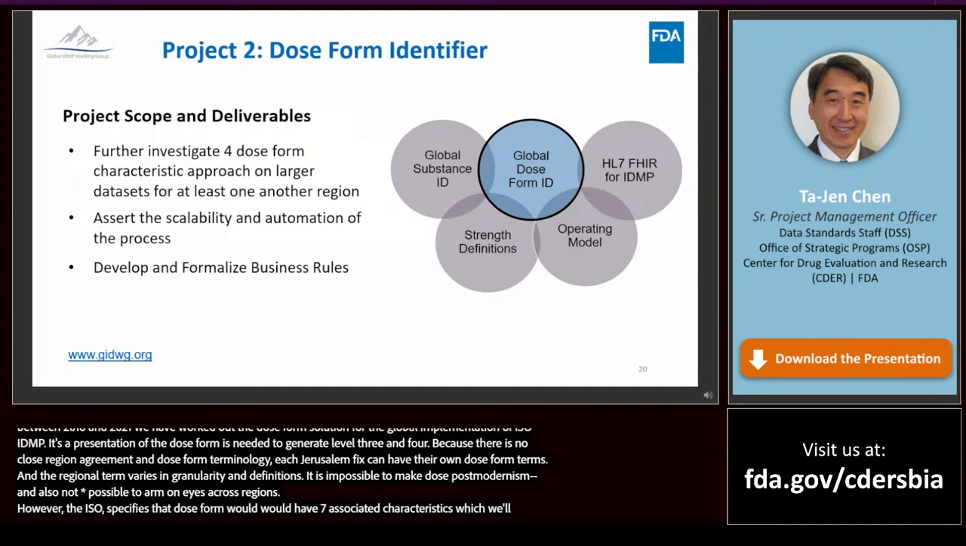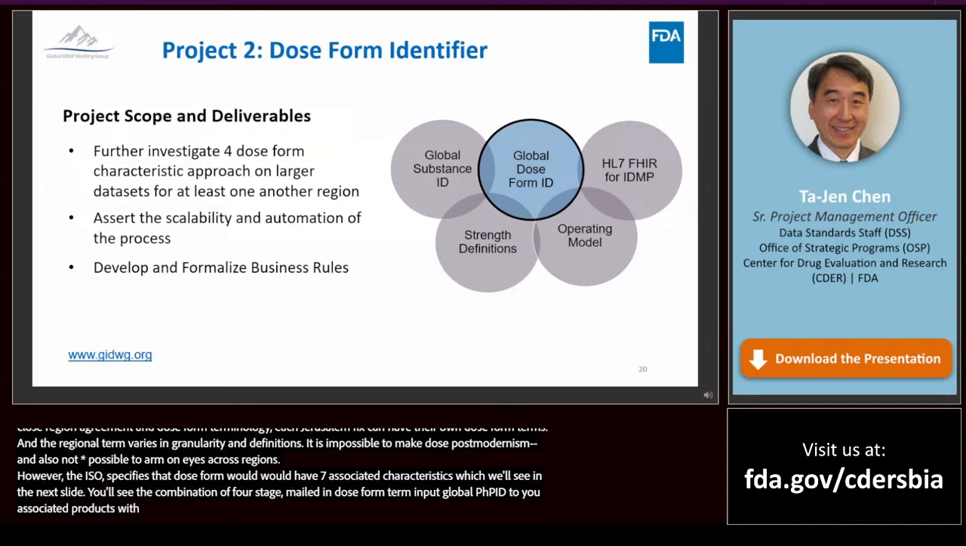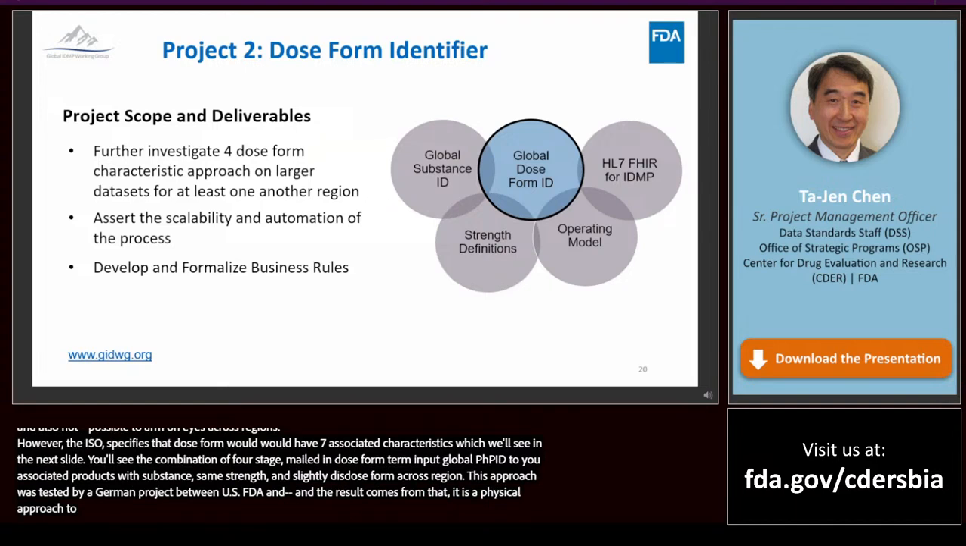Using the combination of 4 characteristics to replace a dose form term as input to generate global PHP-ID to associate products with the same substance, same strength, and slightly different dose form across regions. This approach was tested by a joint project between US FDA and WHO UMC, and the result confirmed that it is a feasible approach to achieve global harmonization without the need for the regulators to make any change to the regional dose form.